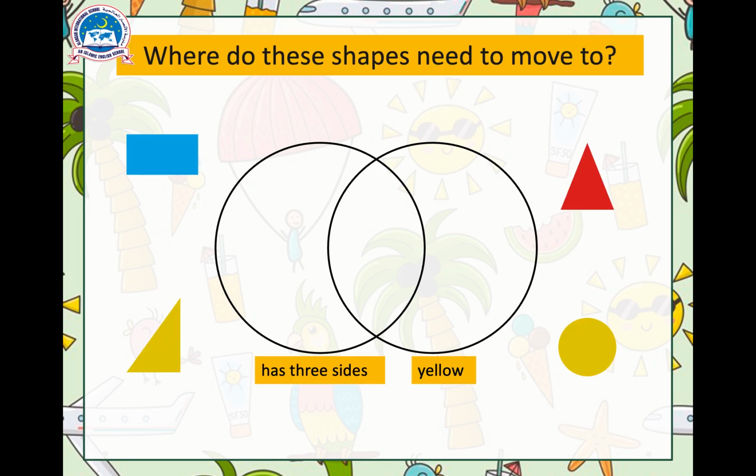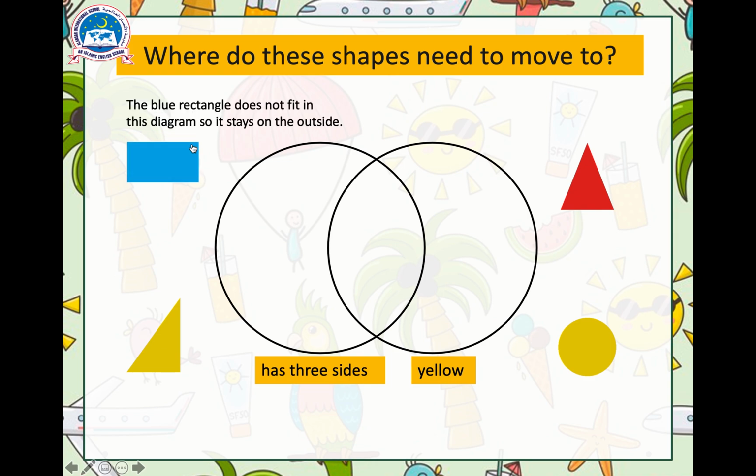Let us recall, where do these shapes need to move to? In this circle, we have shapes that have three sides, and in this one, we need to put all the shapes that are yellow. So let's look at this one. Does this shape have three sides? No, it does not. Is it yellow? No, it is not. So we cannot put this shape in our Venn diagram as it does not belong.